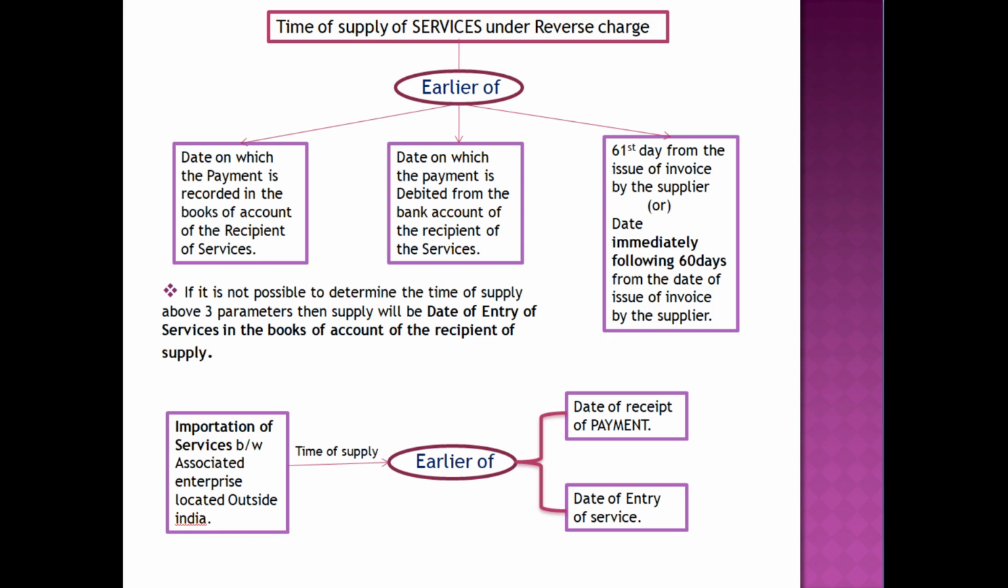And in case it is not possible to determine the time of supply of services through the above cases, it should be the date of entry of the service in the books of account. And in case of services received from an associated enterprise located outside India, the time of supply will be the date of payment to the recipient or the date of entry of the service in the books of account, whichever is earlier.